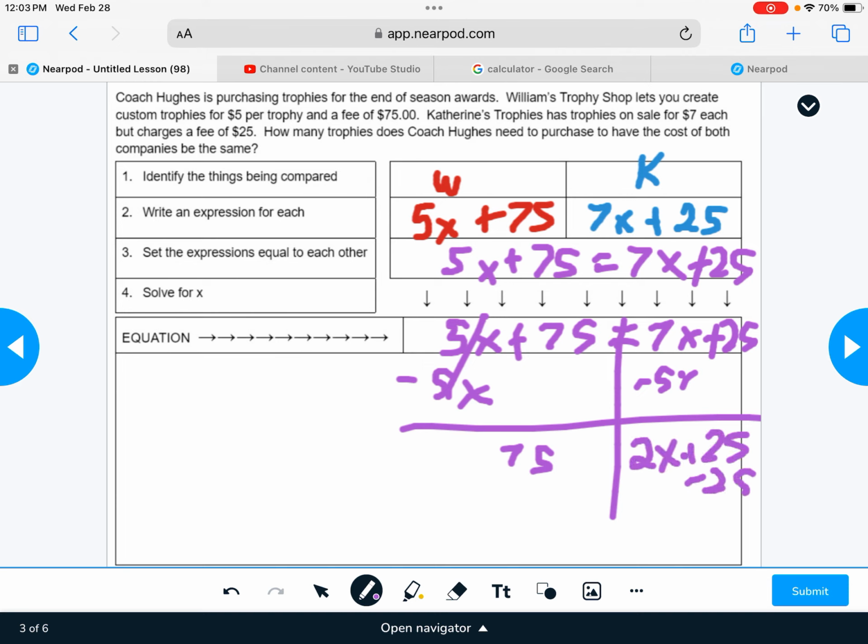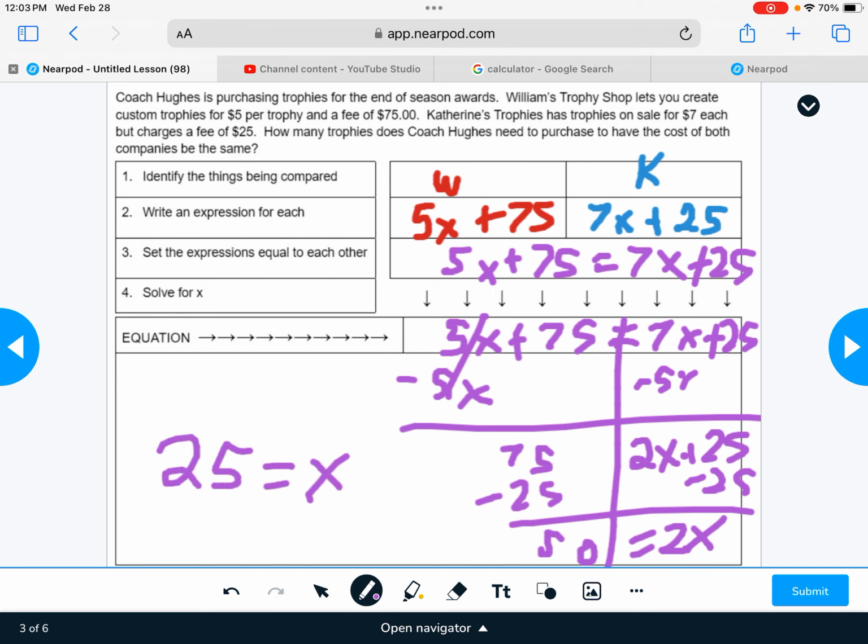Minus 25 gives me 50. 50 equals 2x. I divide both sides by 2. 25 equals x. What that means is if he gets 25 trophies, it doesn't matter which shop he goes to, the cost is going to end up being the same.